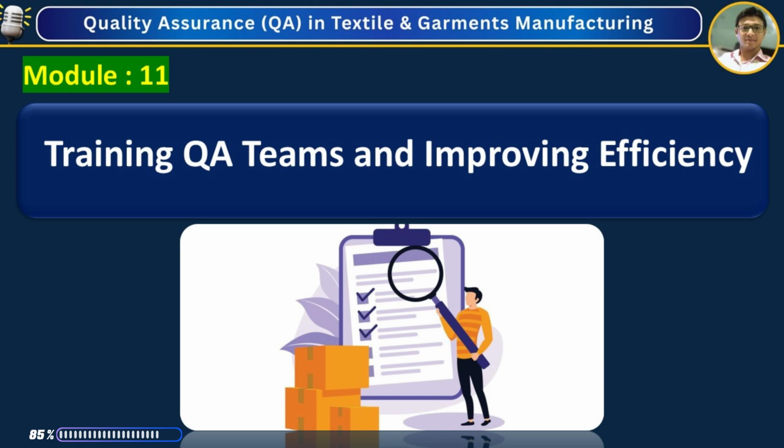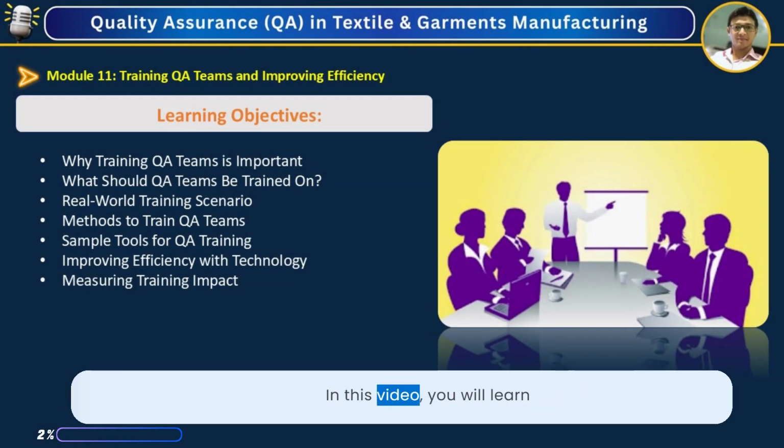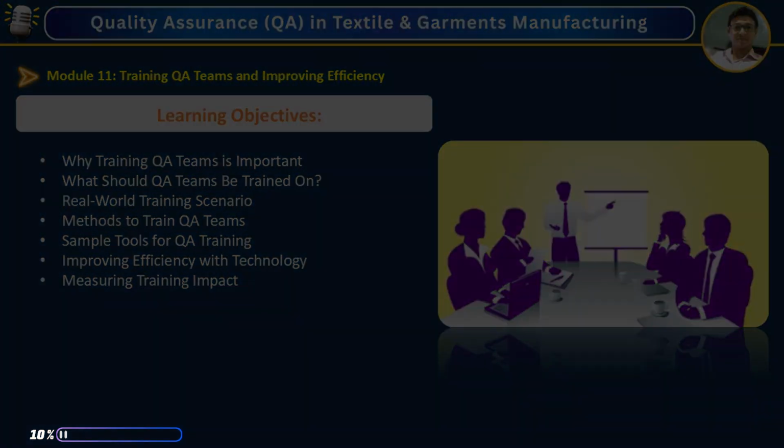In today's video, we will talk about Module 11, Training QA Teams and Improving Efficiency. In this video, you will learn why training QA teams is important. What should QA teams be trained on? Real-world training scenario. Methods to train QA teams. Sample tools for QA training. Improving efficiency with technology. Measuring training impact.